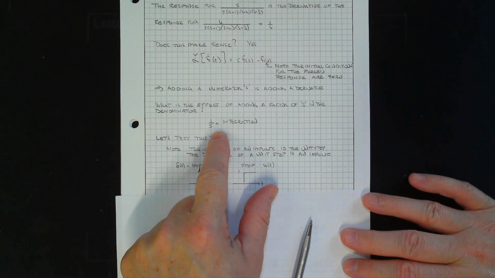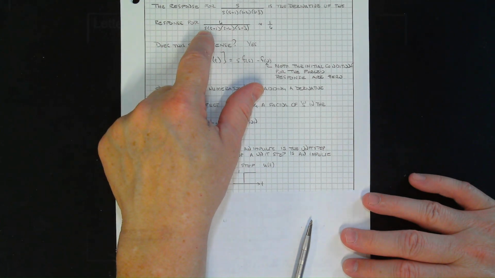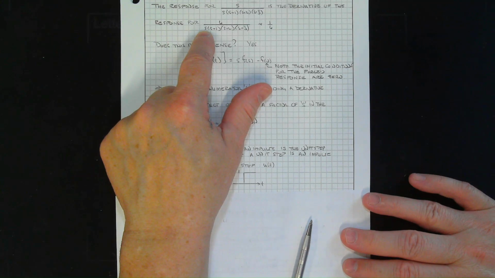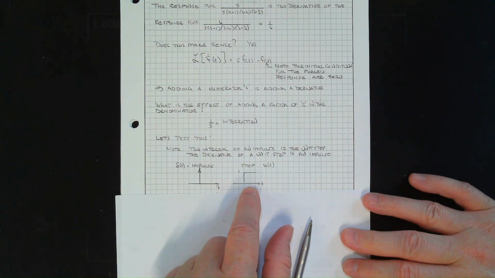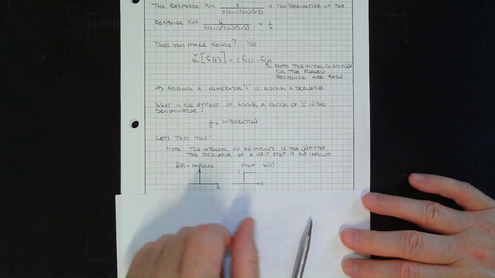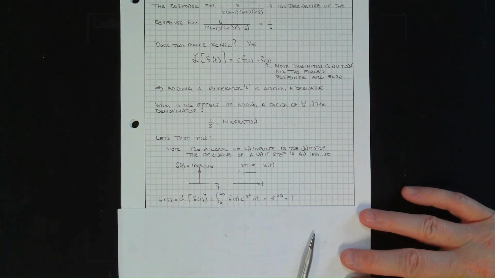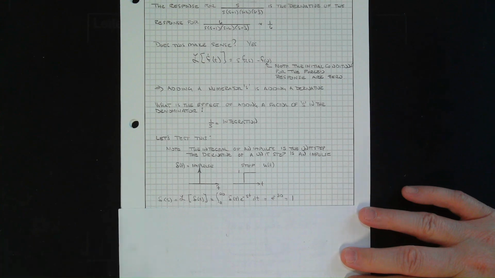So adding a 1 over s into the bottom, it's a step input, it's also an integrator. A step function acts as an integrator. Fascinating. Or maybe you don't find it fascinating, but it's how it works. So here, recall the Laplace transform of a unit impulse. Delta t becomes delta s. Go through the math, it's a 1.